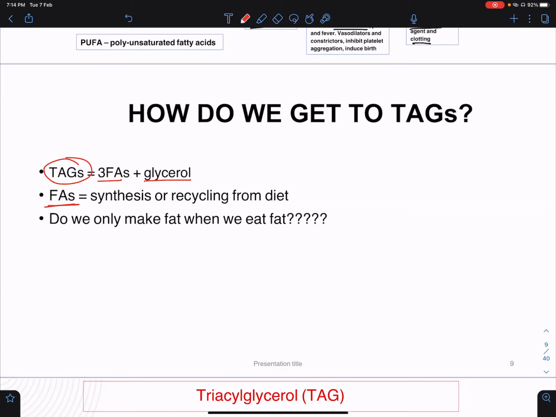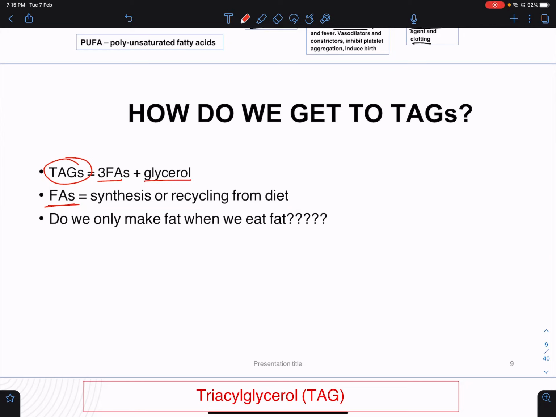Otherwise, if it's from glucose or from protein or from other sources, we synthesize the fatty acids from scratch, okay? So do we only make fat when we eat fat? Of course not. As I said, we synthesize it from scratch from glucose, proteins, amino acids. Otherwise, we can just recycle them from the diet. Now, why am I talking about triglycerides when the lecture is about fatty acid synthesis? We don't really have free fatty acids in the body. We need them to make triglycerides. So the main end product is the triglycerides.